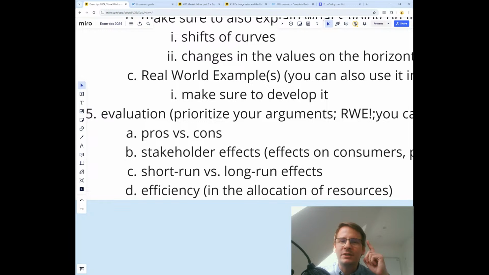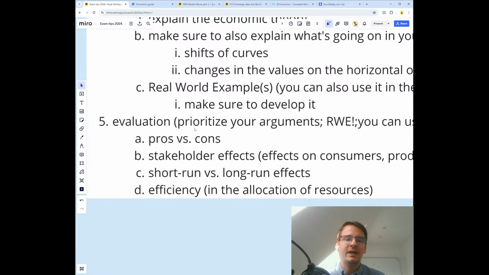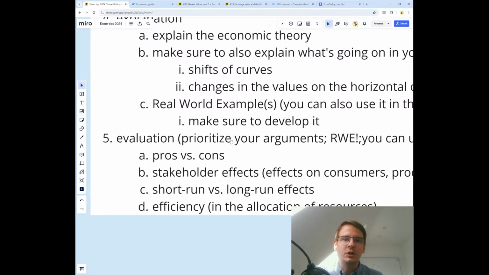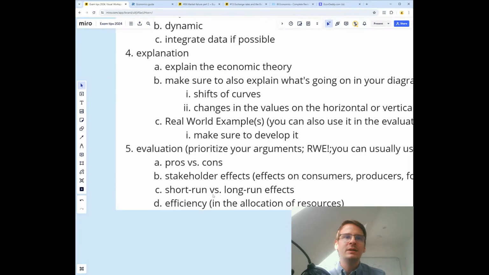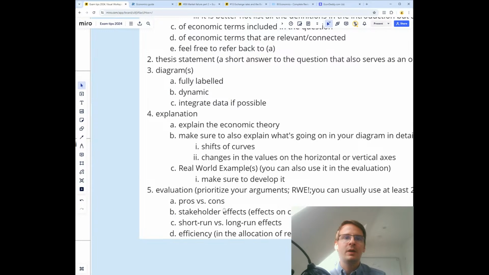And so if it comes to you that, okay, I can talk about the stakeholders, and then you think about it, and perhaps there are consumers, producers, the government, or society as a whole, then there is something to write about in a meaningful way. So that's your evaluation. Okay, make sure you prioritize your arguments, keep using your real world examples, and choose 1 or most preferably 2 of these to build your evaluation about.